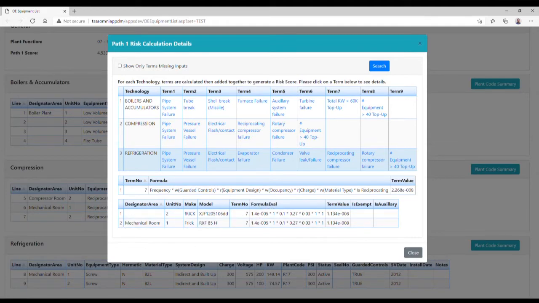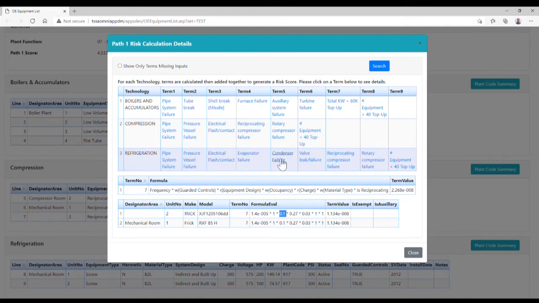So if you look at table 7 and you look at reciprocating compressor failure, again, it's 1.4 times 10 to the negative 5. So that's there. The guard controls doesn't change, it's 1. So the equipment design is a bit tricky. The equipment design is a little bit different depending on which term we're talking about.